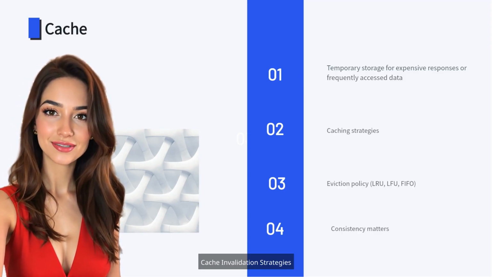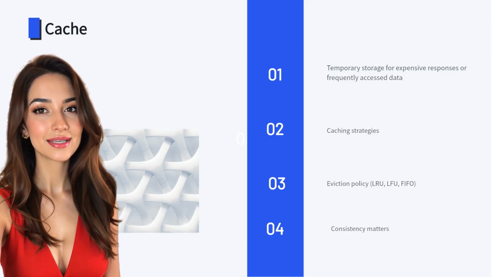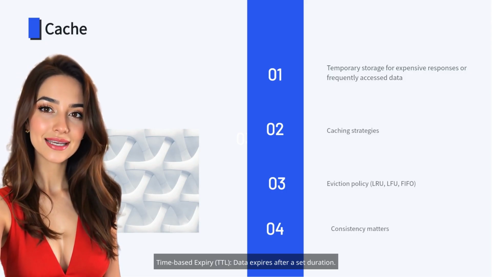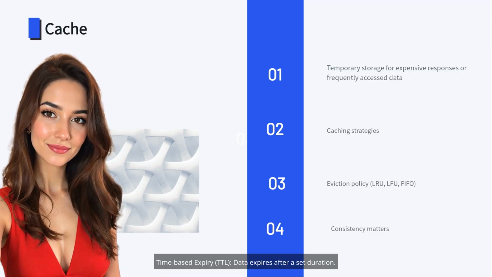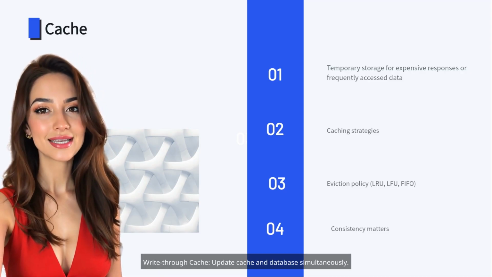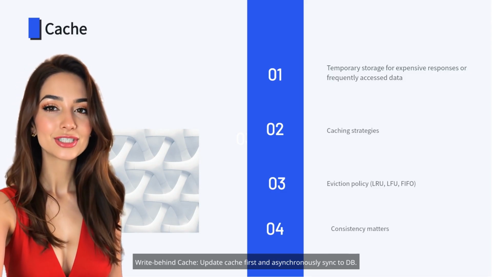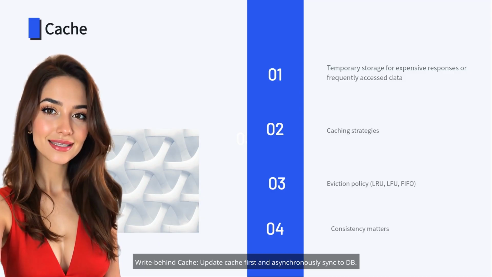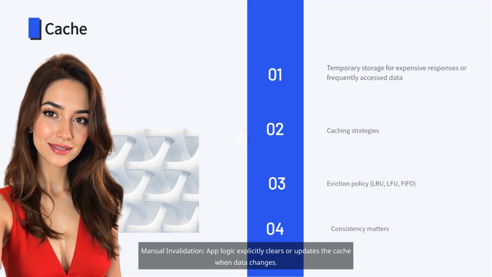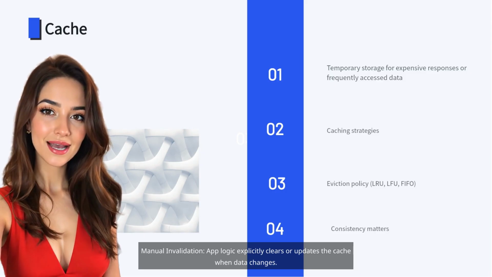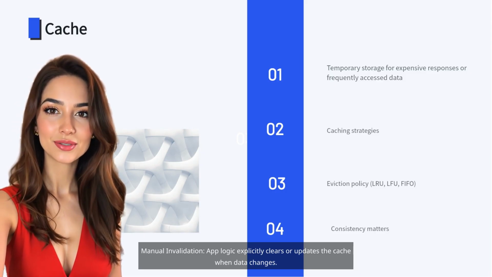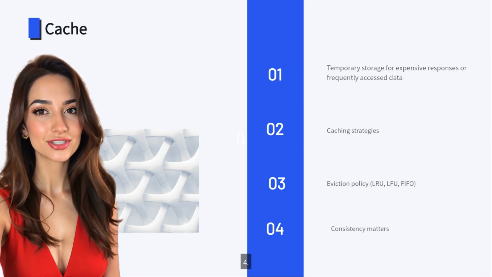3. Cache invalidation strategies. Time-based expiry, TTL: data expires after a set duration. Write-through cache: update cache and database simultaneously. Write-behind cache: update cache first and asynchronously sync to DB. Manual invalidation: app logic explicitly clears or updates the cache when data changes.